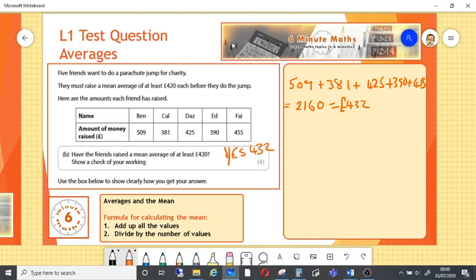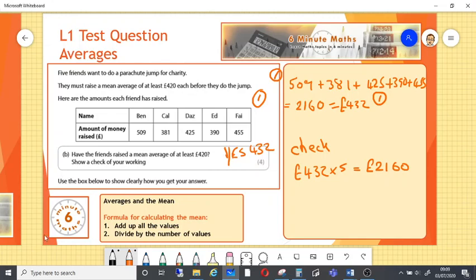But the question's not finished there. It says show a check of your working. So we're getting 1 mark for reading the table, 1 mark for calculating the average, 1 mark for finding the answer, and 1 mark for doing a check. As a check for this one, we could very simply go 432 times by the 5 friends will equal £2,160.